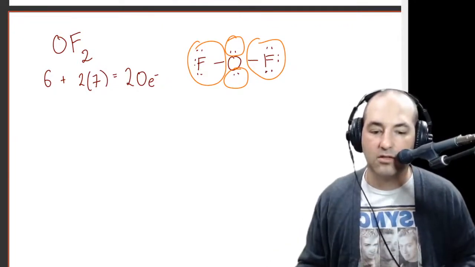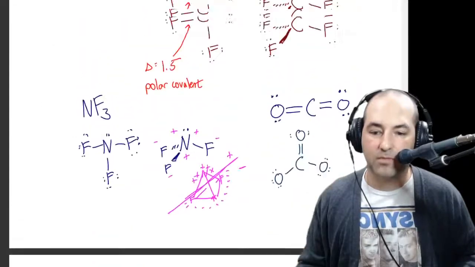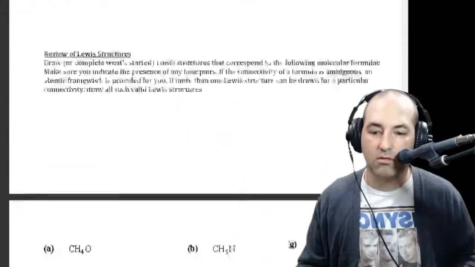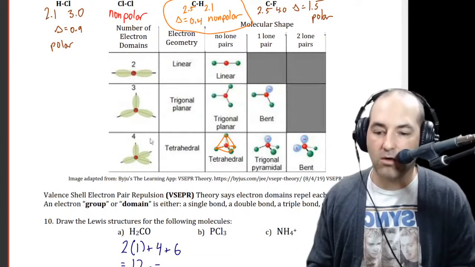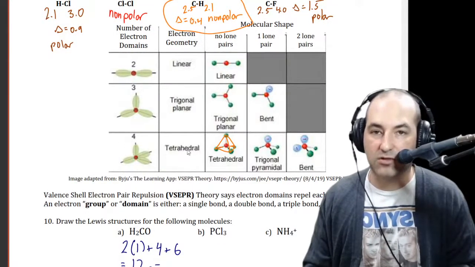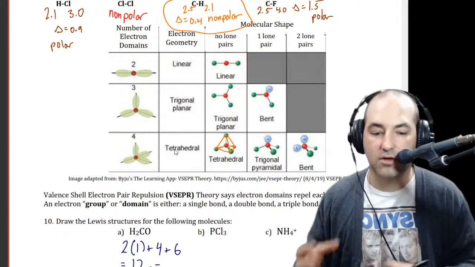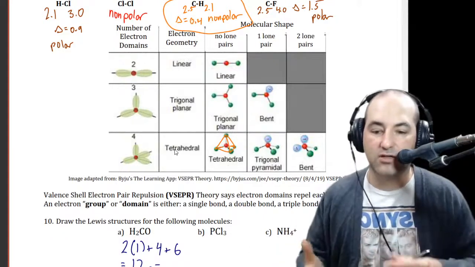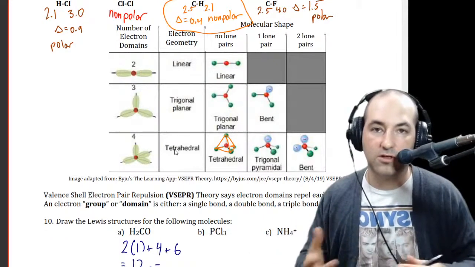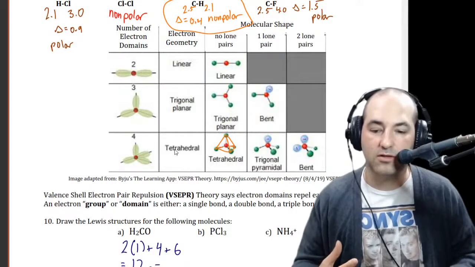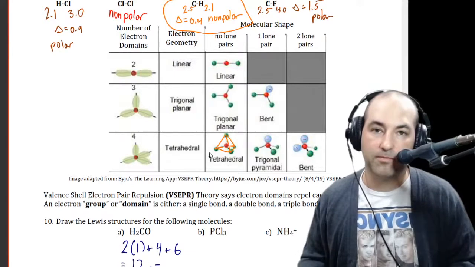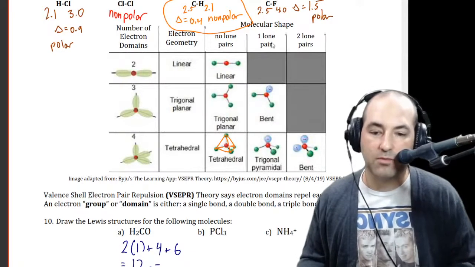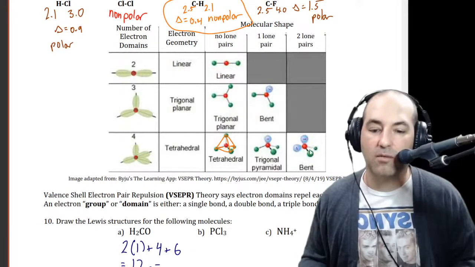So we can go back up to that table now and say, okay, we've got 4 groups. That makes it tetrahedral in geometry. So everything's going to be spaced out in tetrahedral geometry with the 2 atoms and the 2 lone pairs of electrons. But since we don't actually see those lone pairs, the actual shape, the molecular shape, we would call bent.